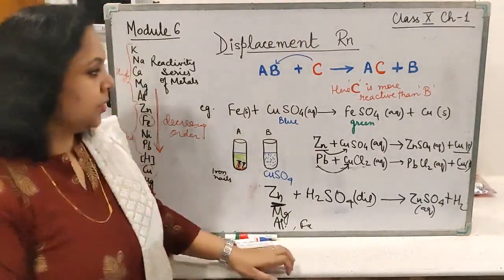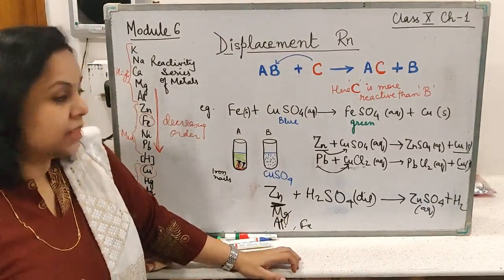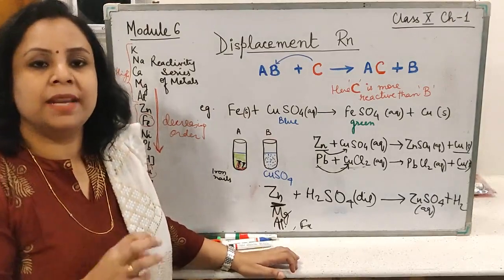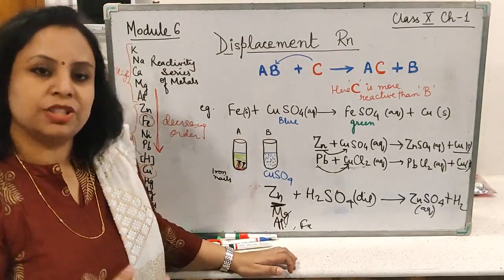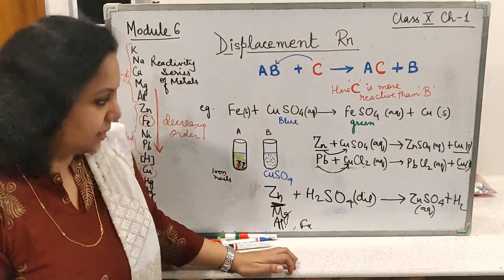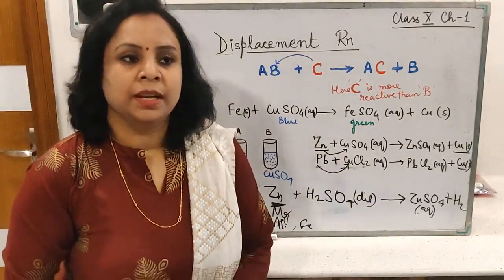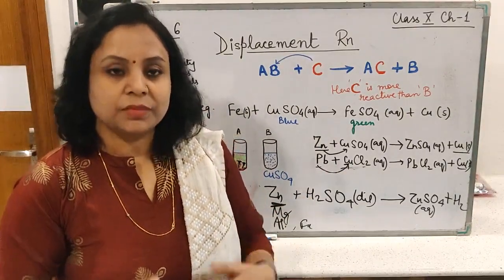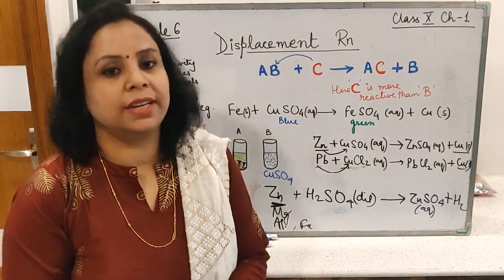So children, let us recap. A displacement reaction is one in which one element is displaced from its compound by the other element which is higher to it in the reactivity series. Now I will request you to practice these reactions and try to solve as many equations related to this.